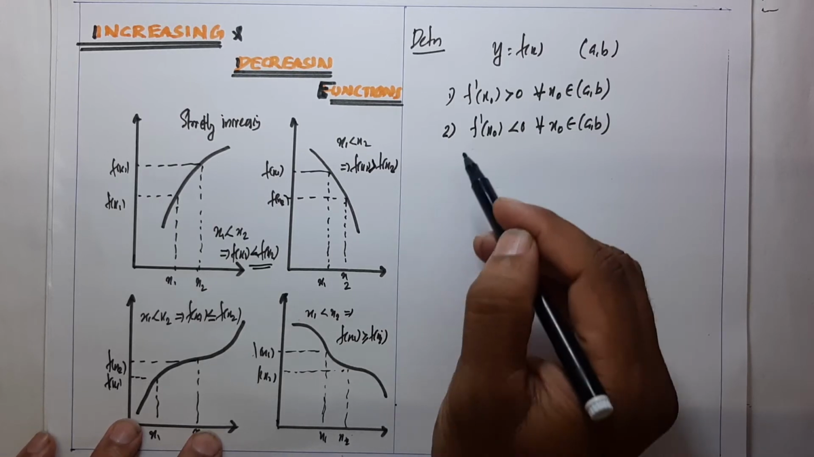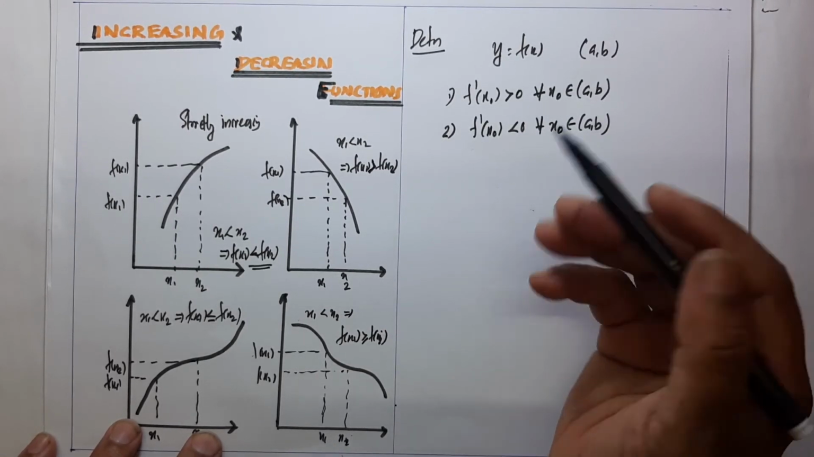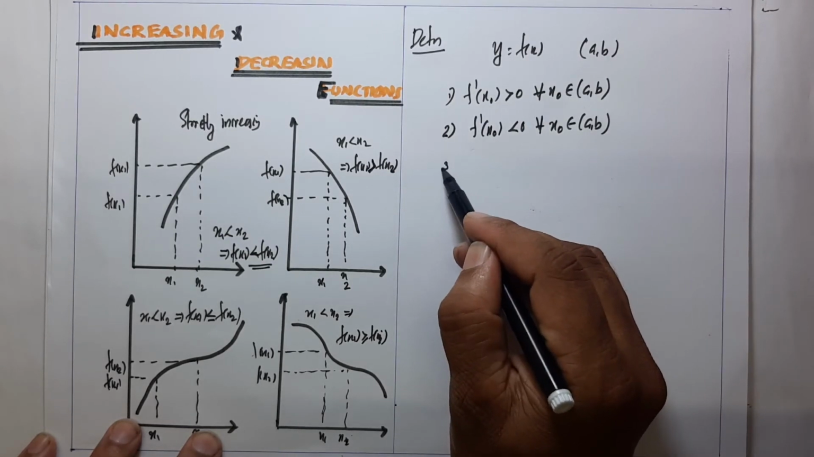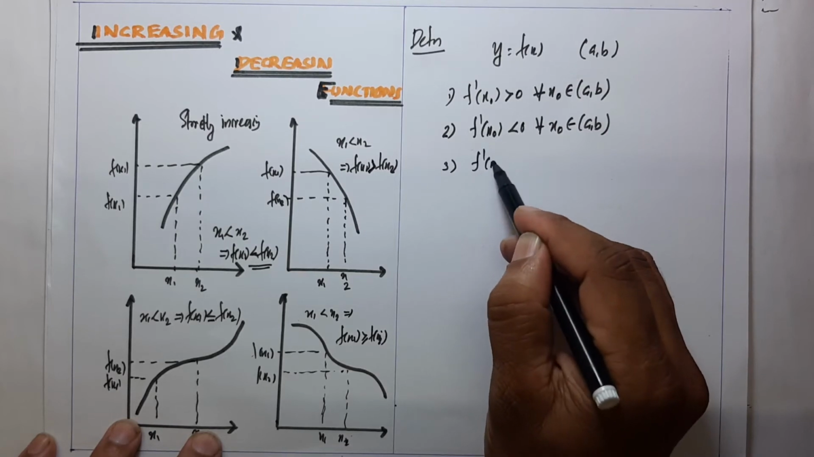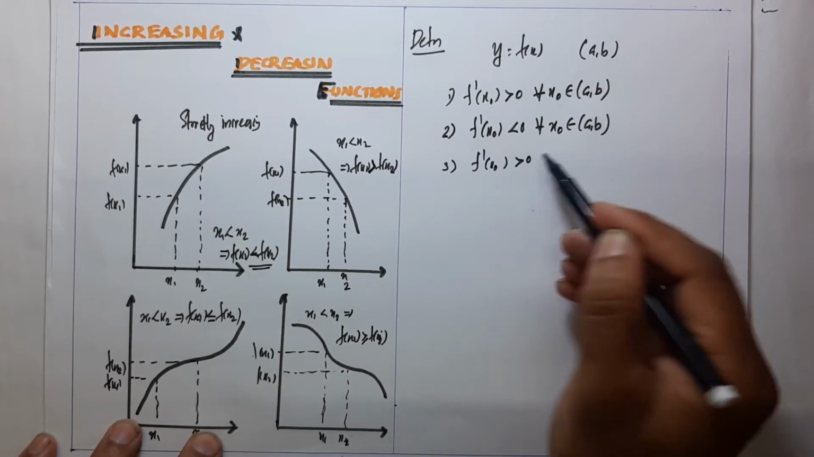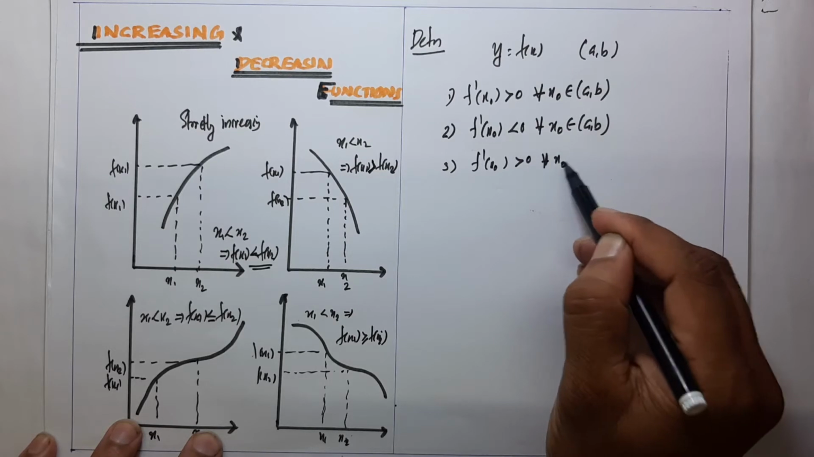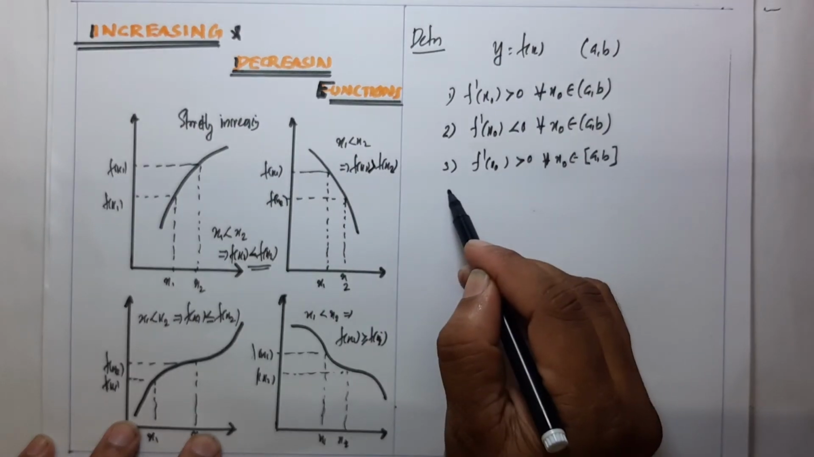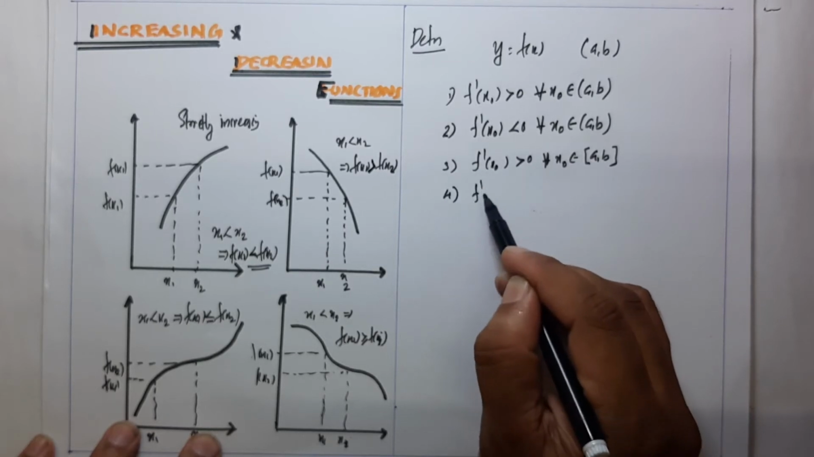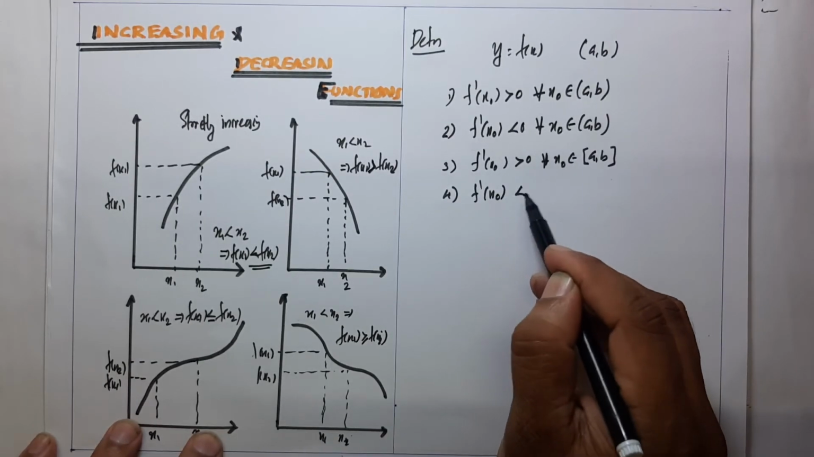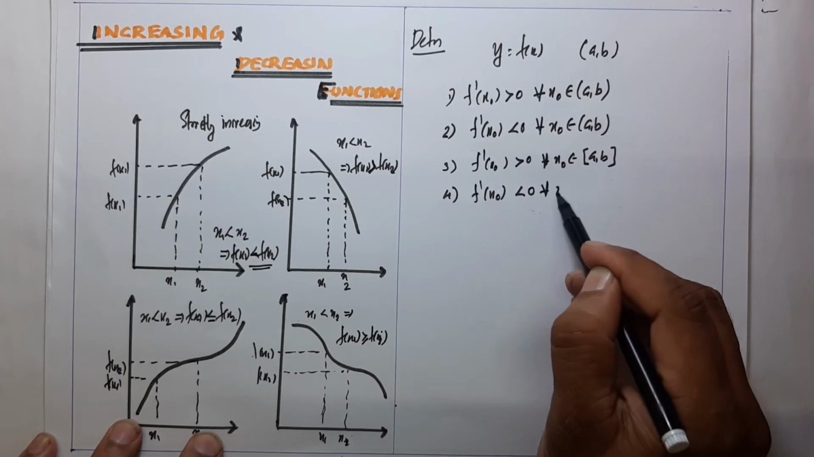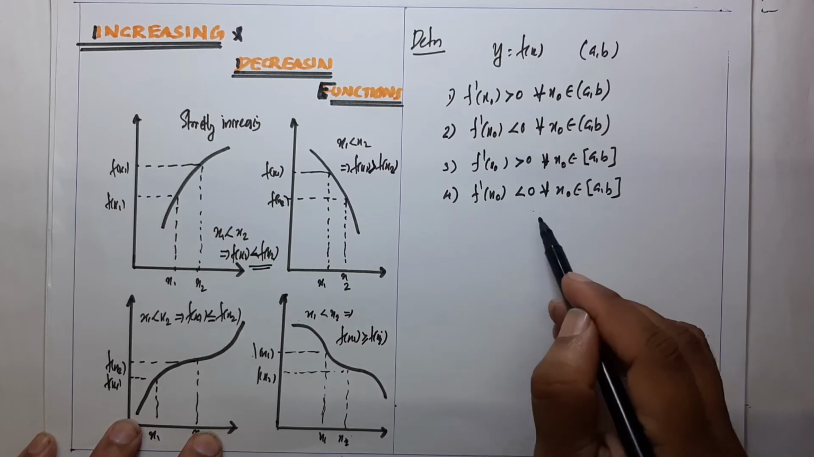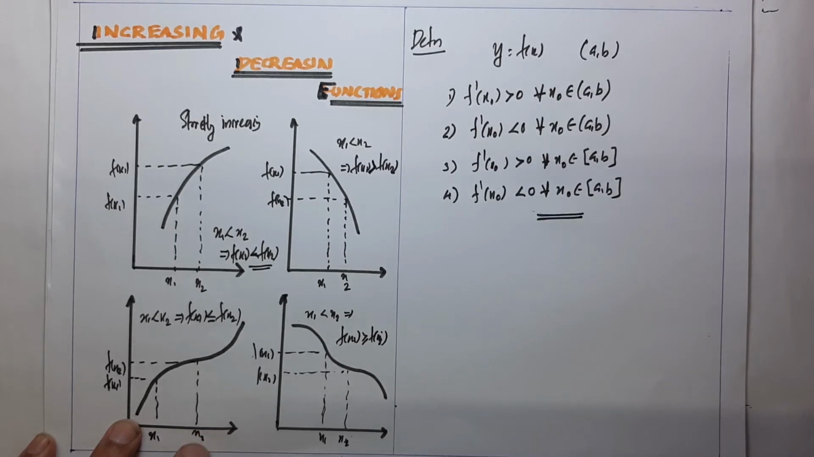And if f is increasing, then f dash x0 is greater than 0 for all x0 element of the closed interval ab, and if f is decreasing, then f dash x0 less than 0 for all x0 element of the closed interval ab. That's the definition using the derivative.